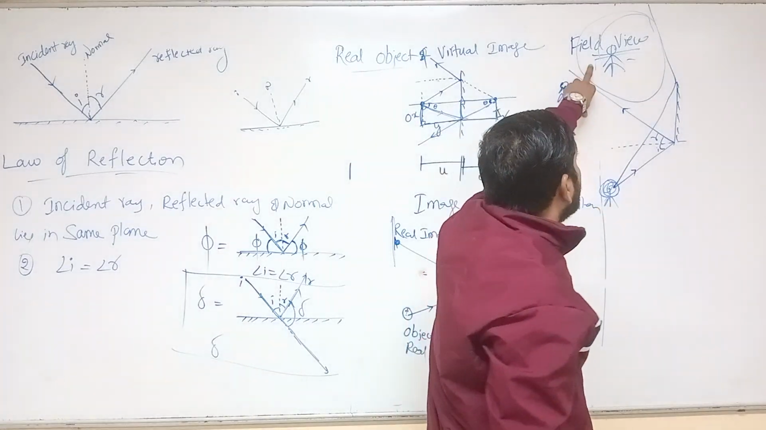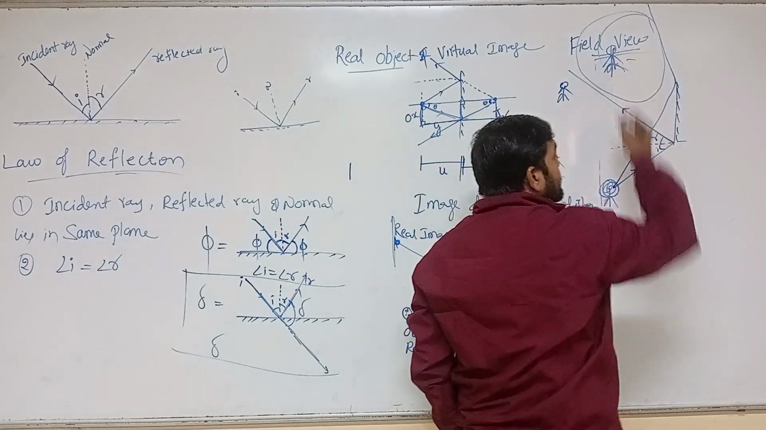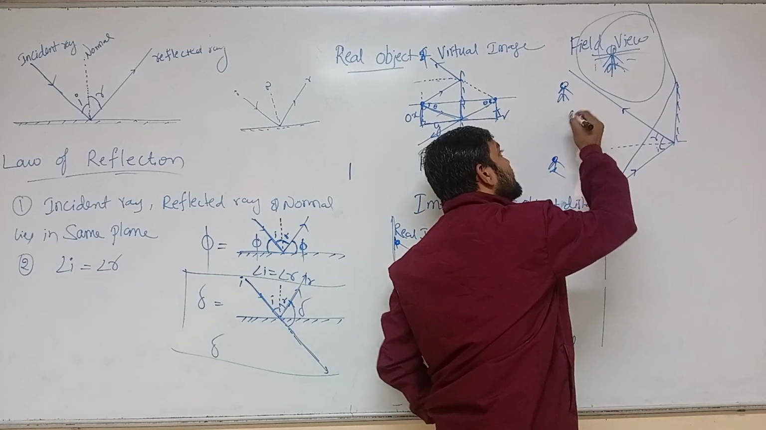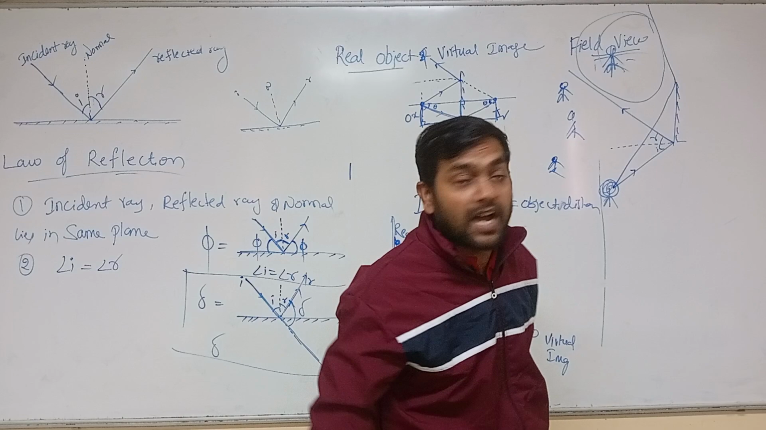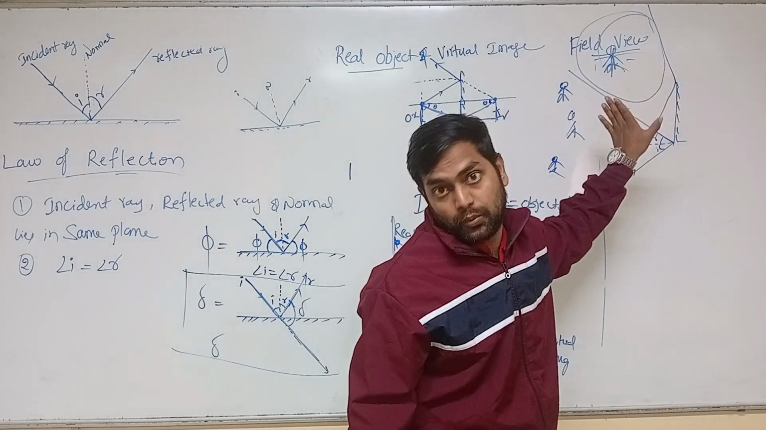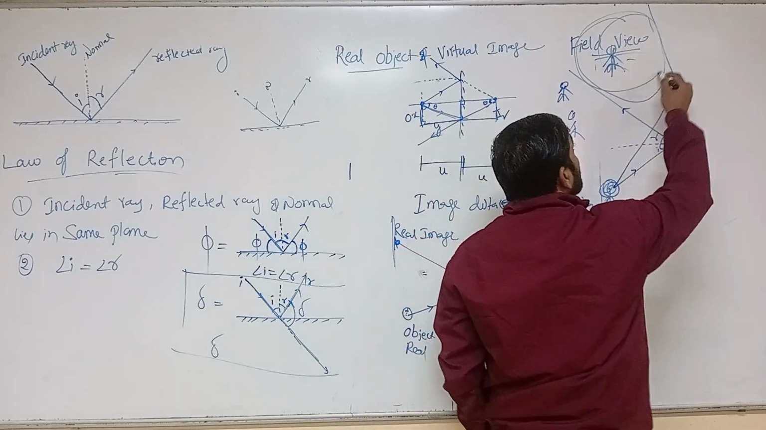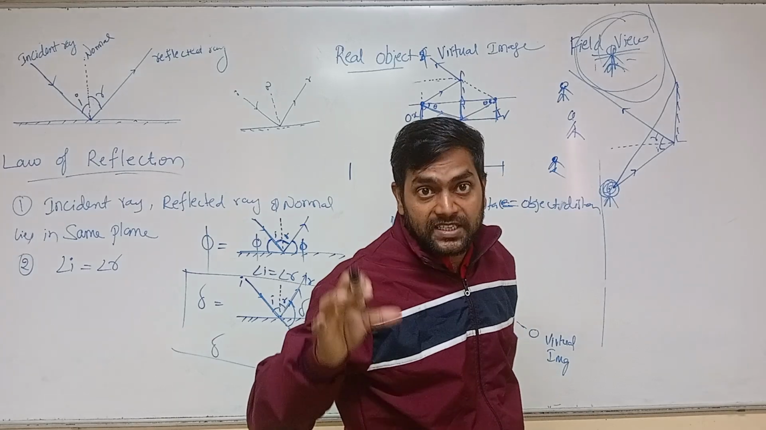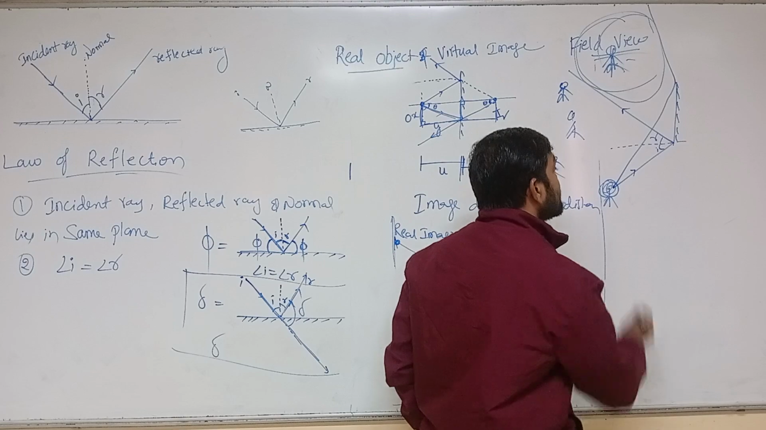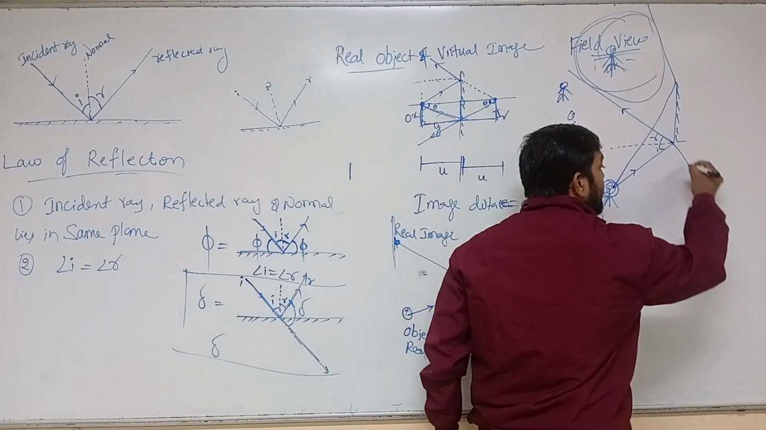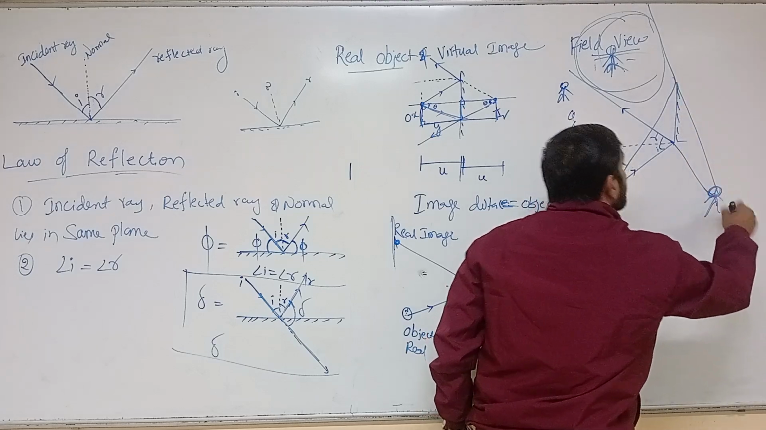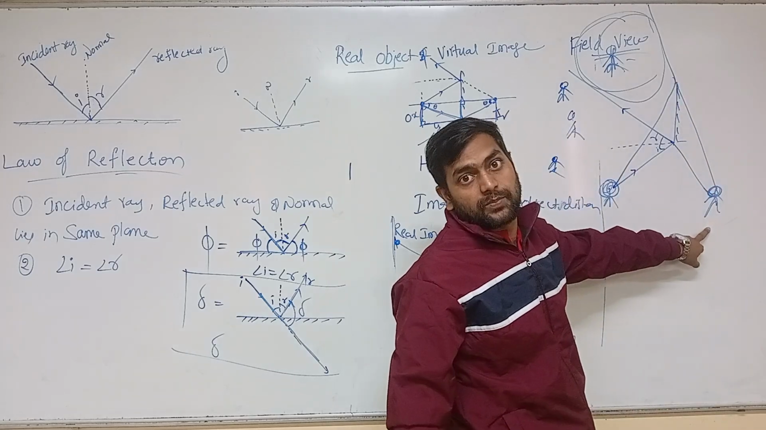If a person is sitting here, then he can see the image of this particular person. If the person is sitting here, then he cannot see the image of this particular person. Those are called the field of view. Field of view means the field where a person is able to see the image of another person. The image of this person will be formed here, up to here. Right here, we get the virtual image of this particular person.